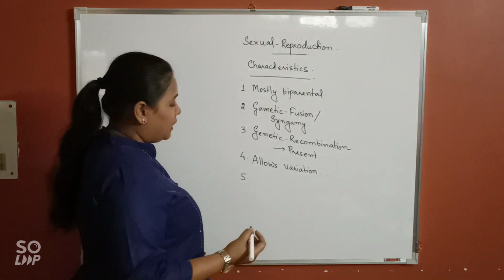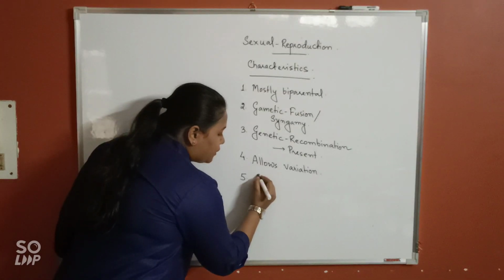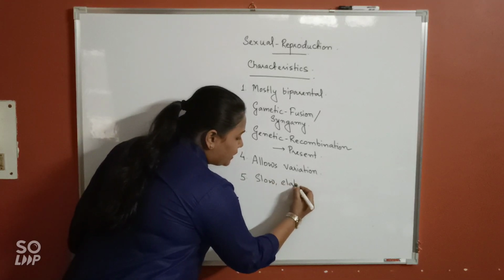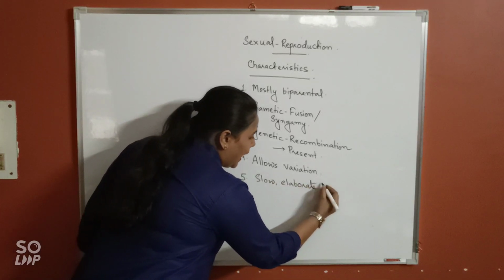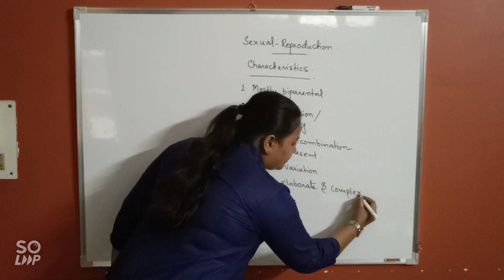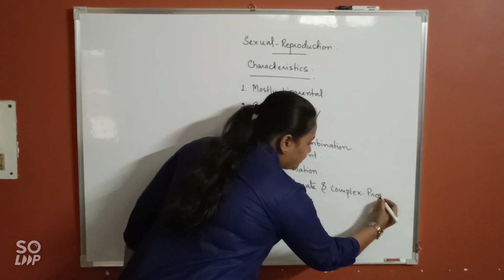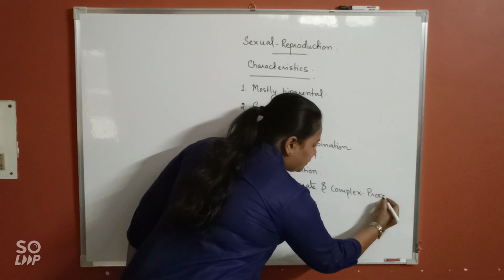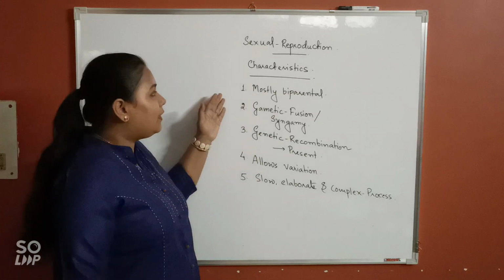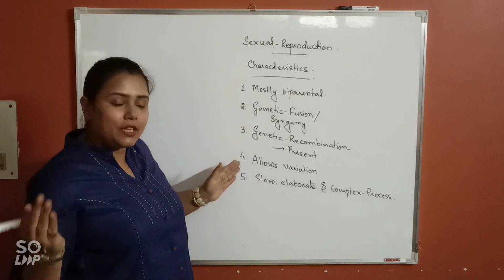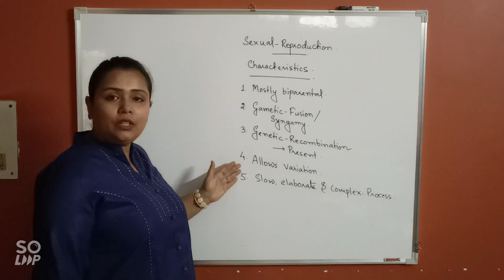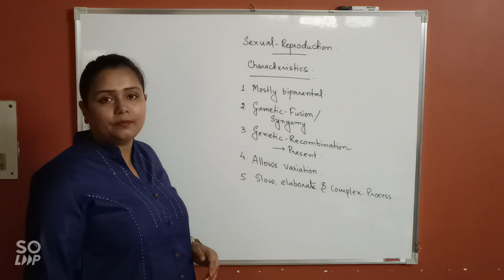And of course, it is going to be a slow, elaborate, and complex process. Alright? So these are the characteristics we have discussed in asexual mode, opposite to that. Alright? Note it down. These are very, very important.